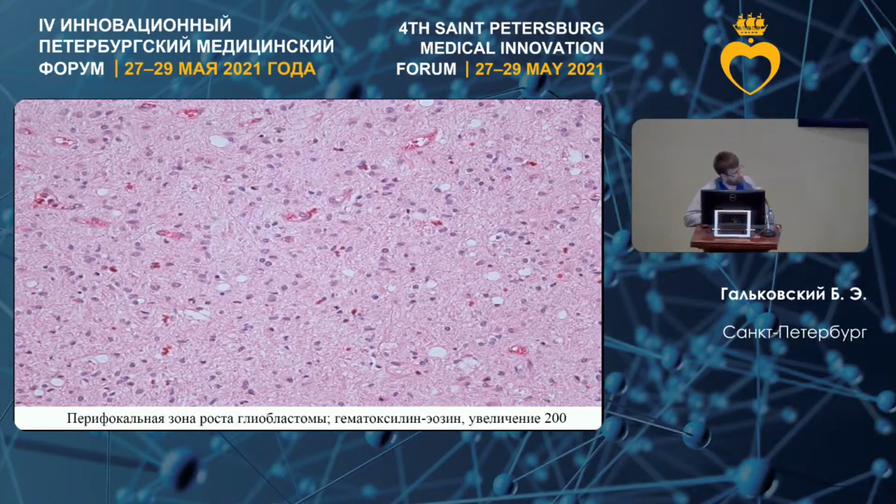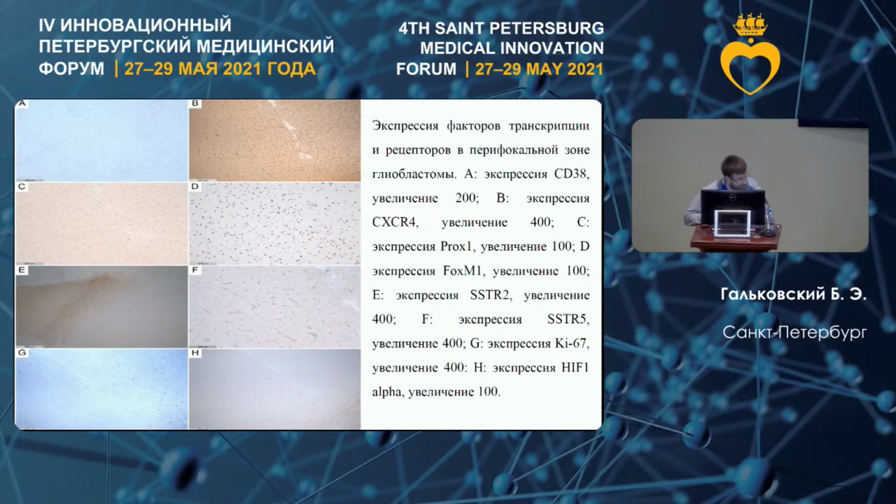The histology shows that the morphology of the perifocal zone may vary from normal brain tissue to diffuse astrocytoma zones and to the zones of obvious growth of glioblastoma. The analysis of transcription factors was performed with brown staining of nuclei, and in the perifocal zone and in the glioblastoma, the somatostatin receptor, and Ki67 were found.